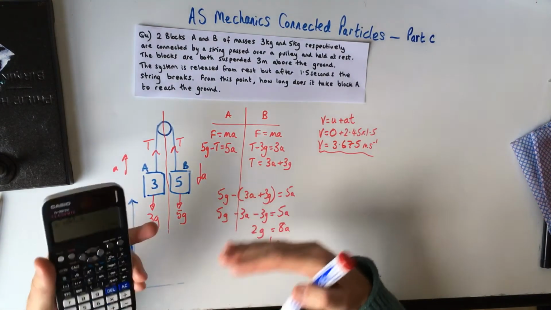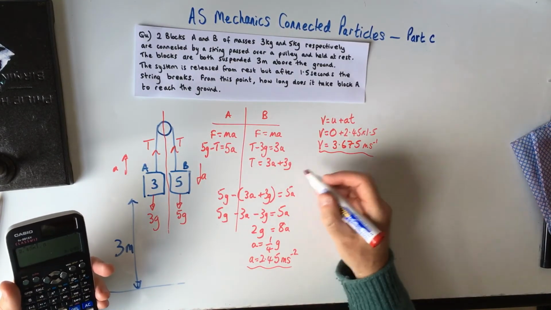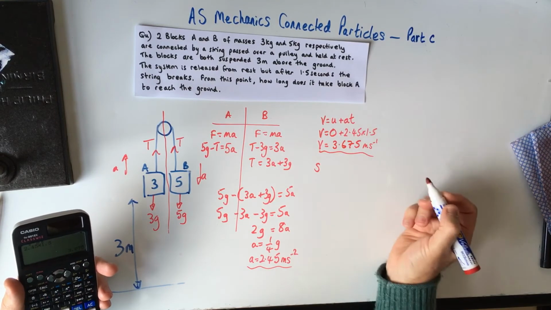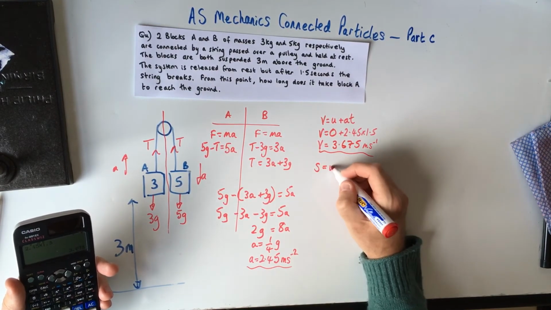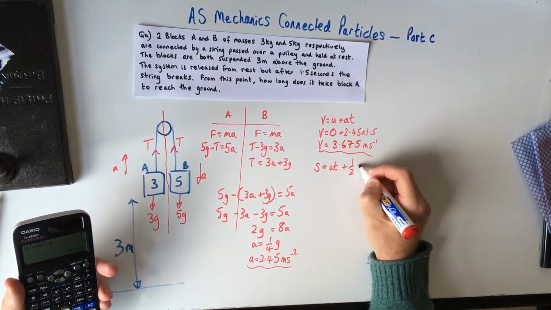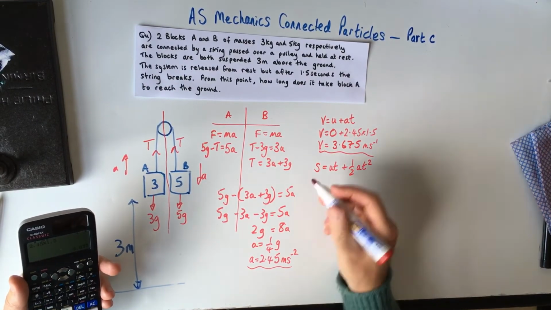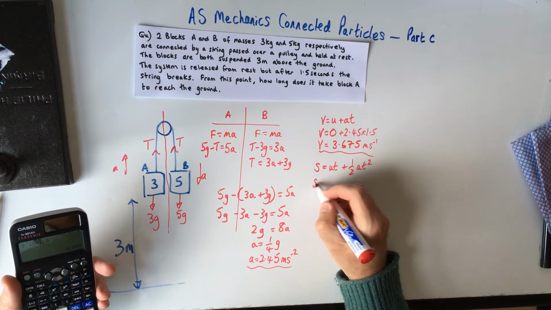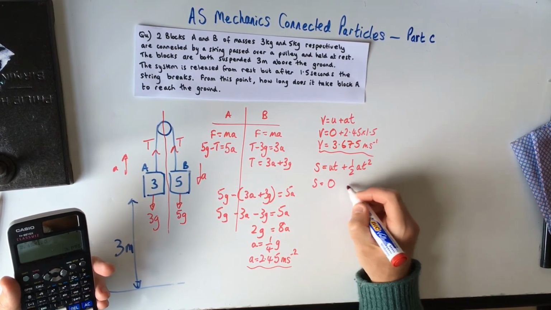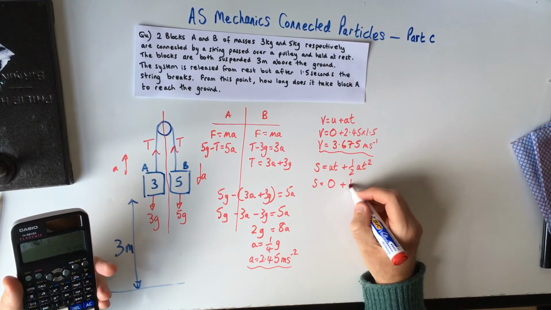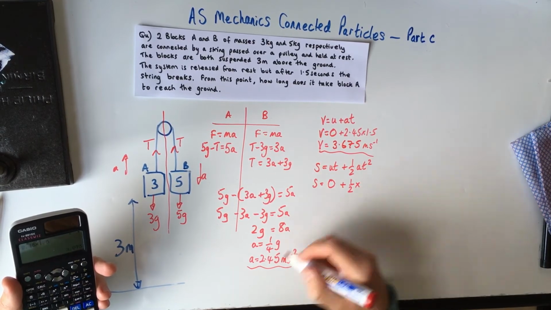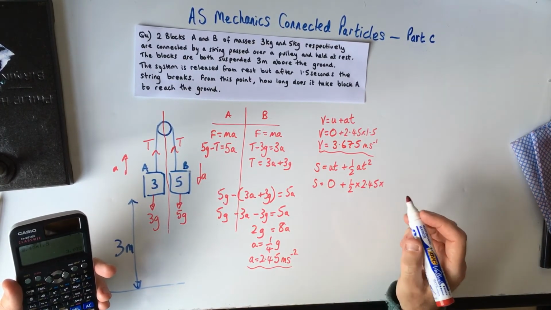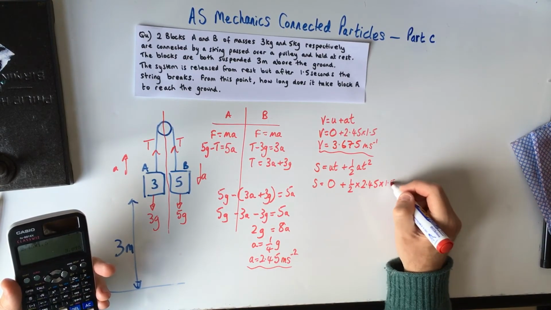Okay, if we find out how far it travels in that time, what equation of motion has time in it and distance? It's the S one, isn't it? So S equals ut plus a half at squared. So let's see how far it's travelled. S is equal to the initial velocity, which was 0, so that's useful, plus a half times the acceleration, which was 2.45, times t squared, 1.5 squared.